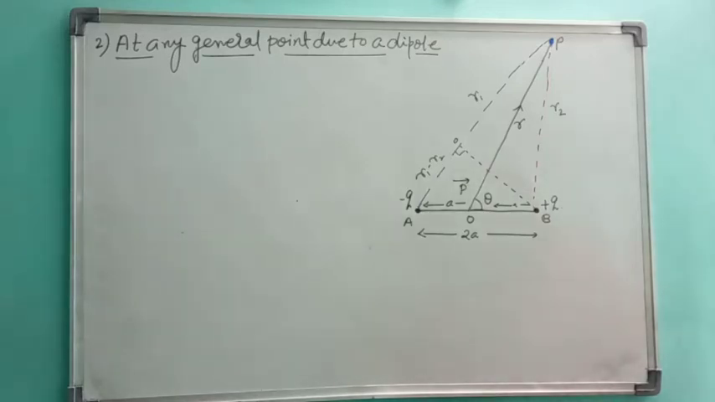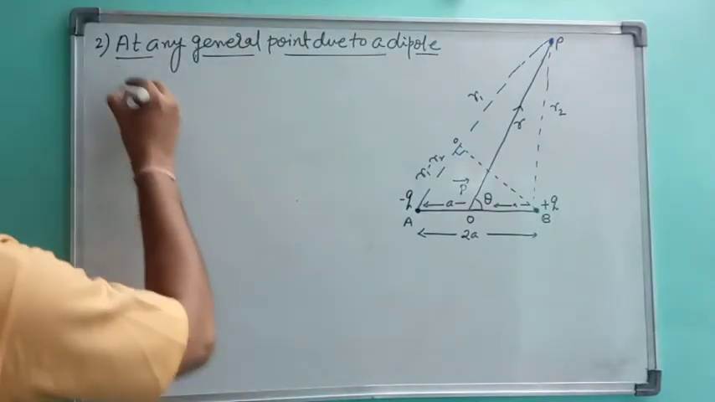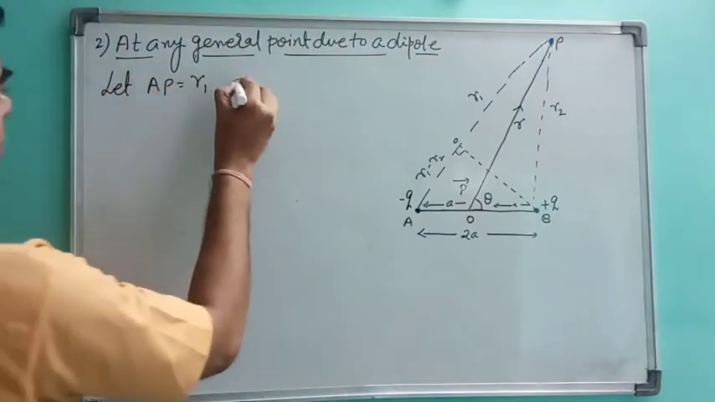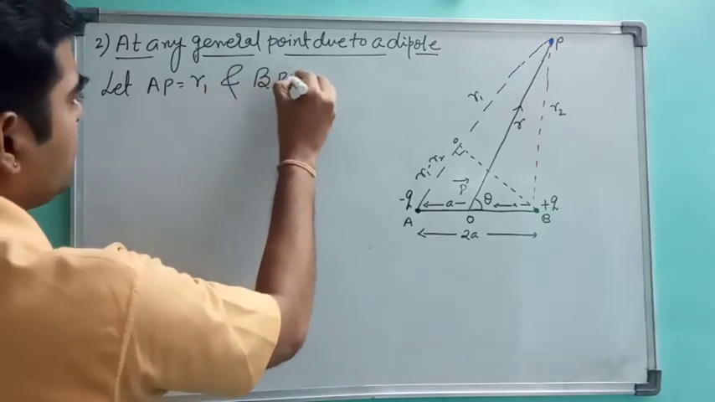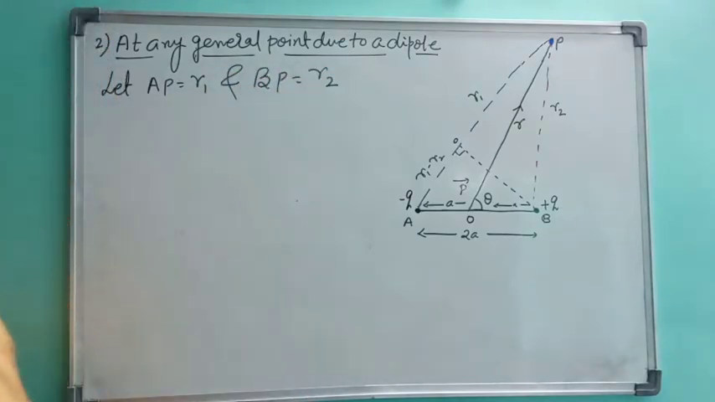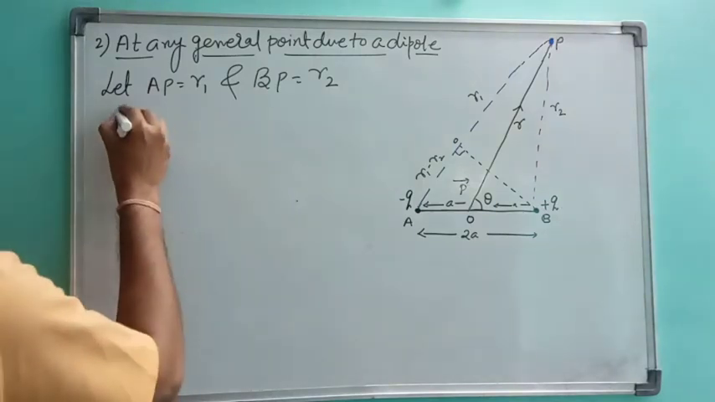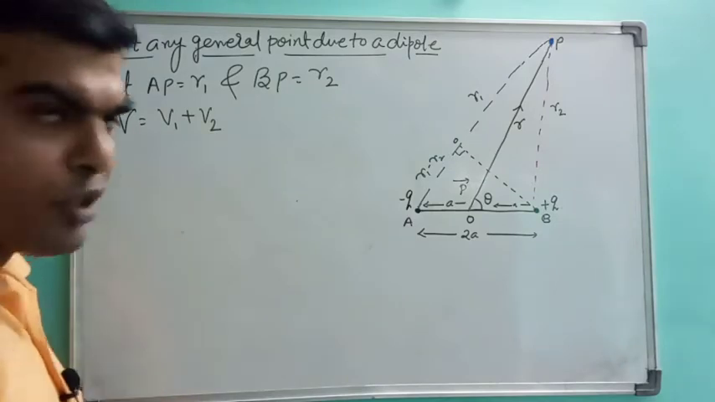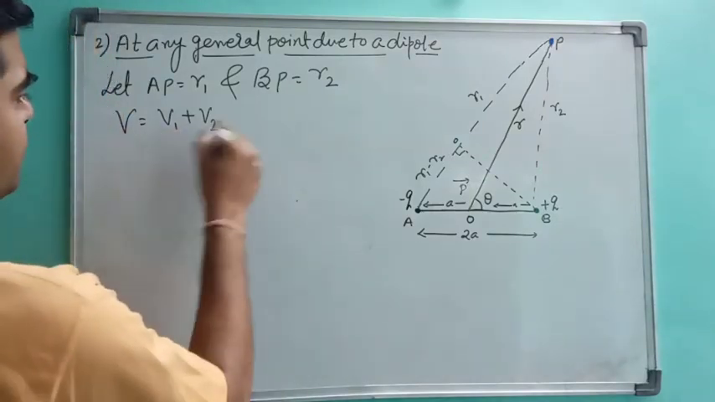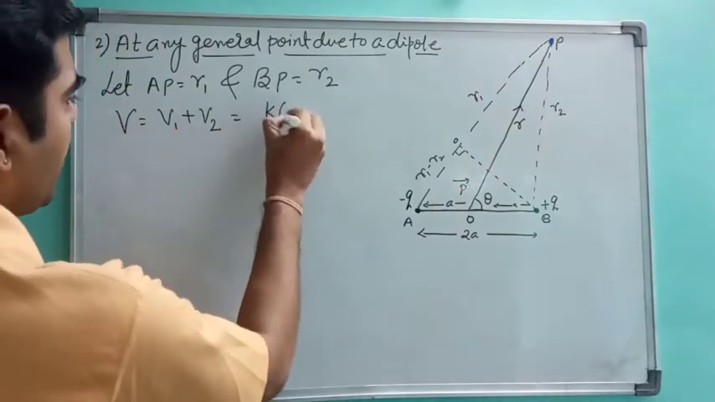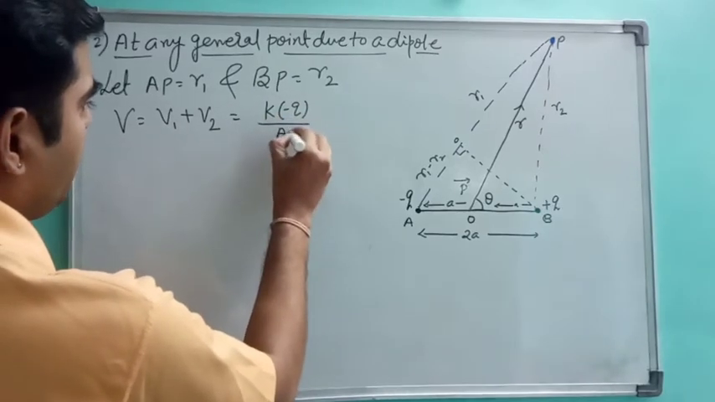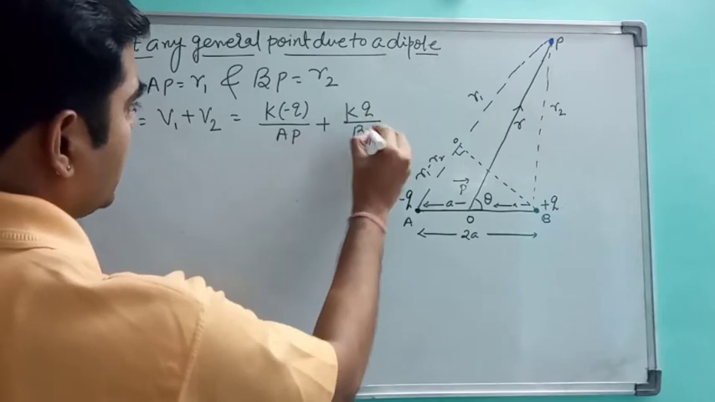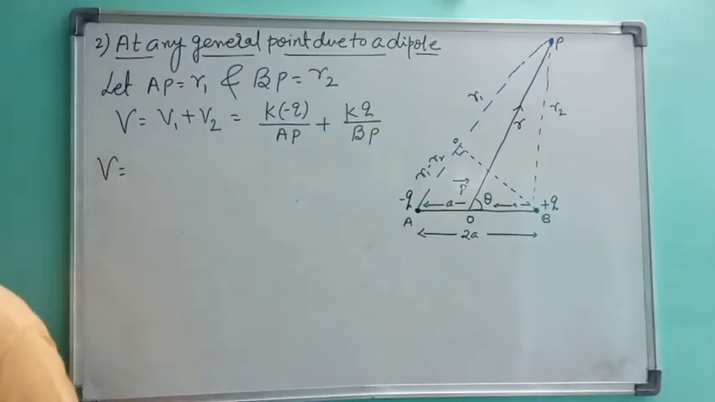Now third point, let AP be equal to R1 and BP be equal to R2. So the electrical potential V is equal to V1 plus V2. Now that is minus KQ upon AP and KQ upon BP. Understood?